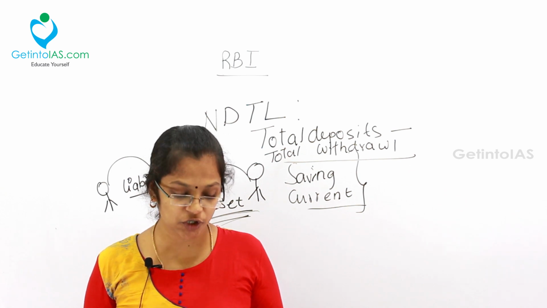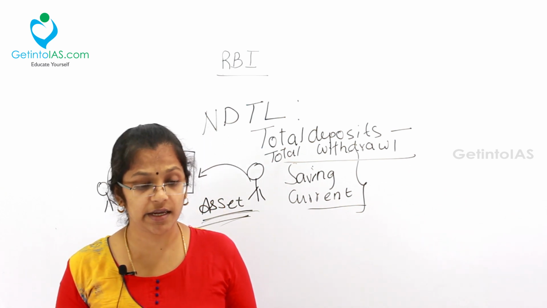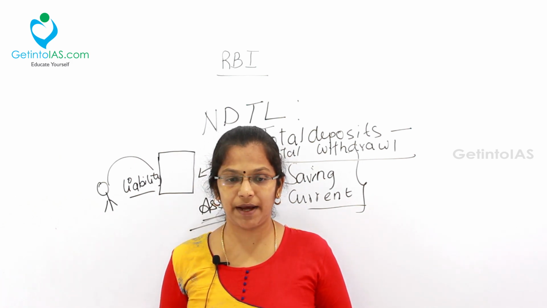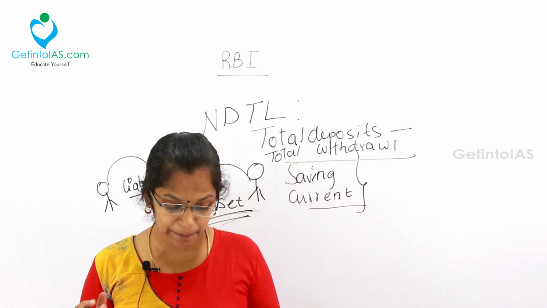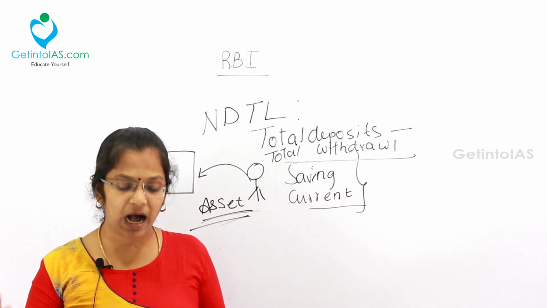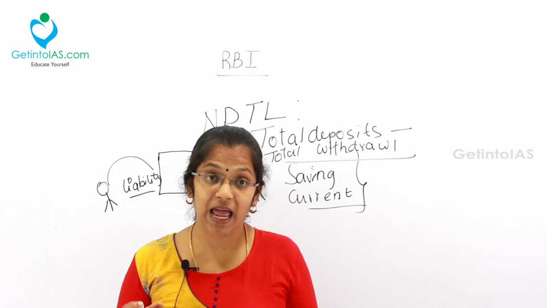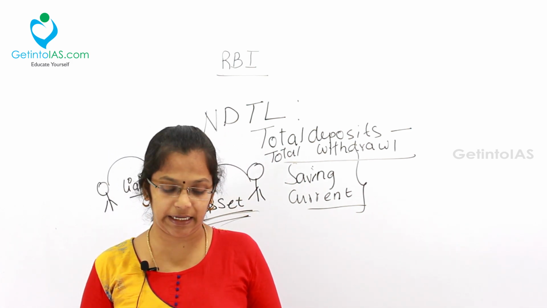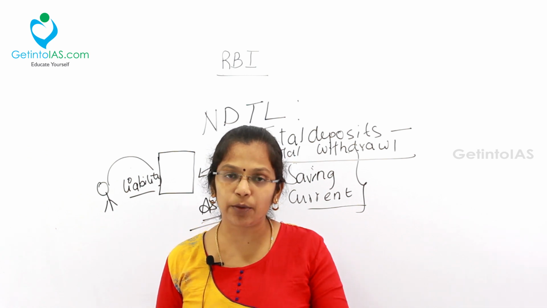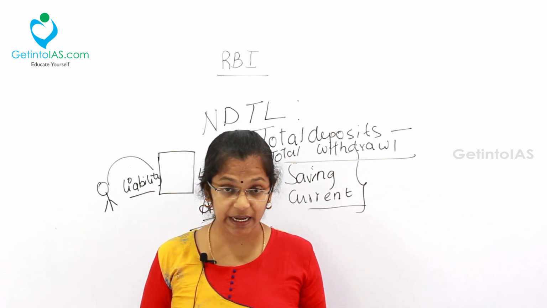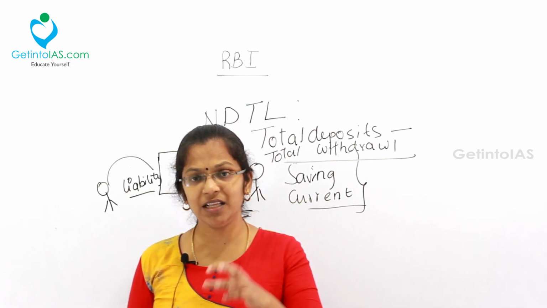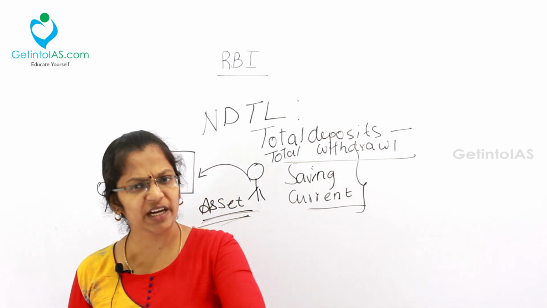Now, the next instrument in monetary policy is open market operations. What happens in open market operations? It is the direct purchase and sale of government securities by the RBI for injection and absorption of liquidity. What does it mean? Whenever there is more liquidity in the market, the RBI will absorb the money. Whenever there is less liquidity in the market, the RBI will inject the money.